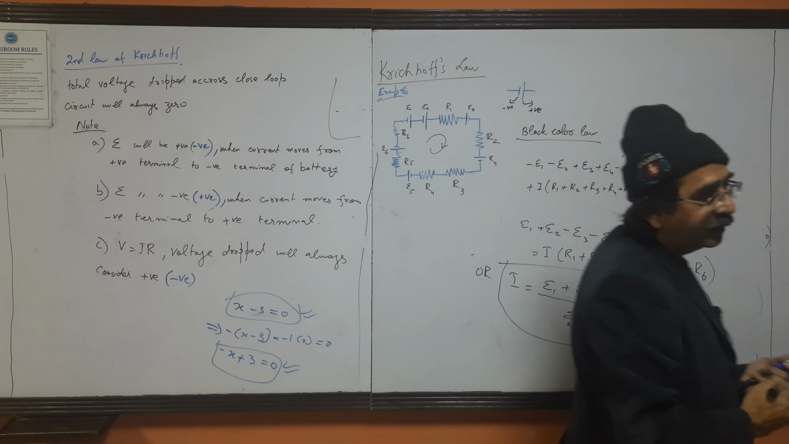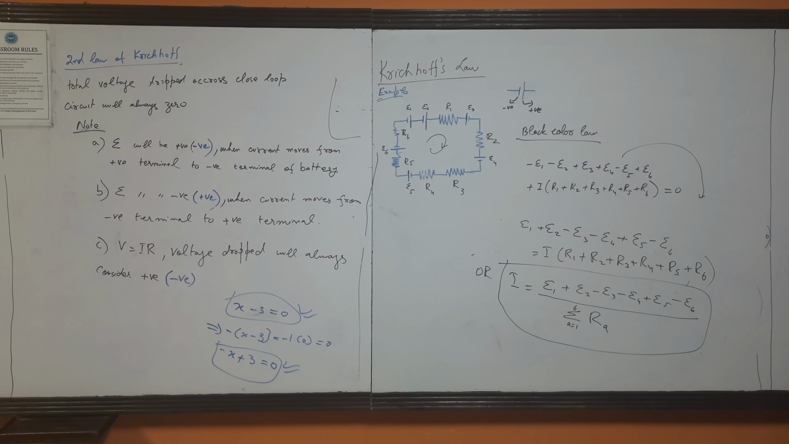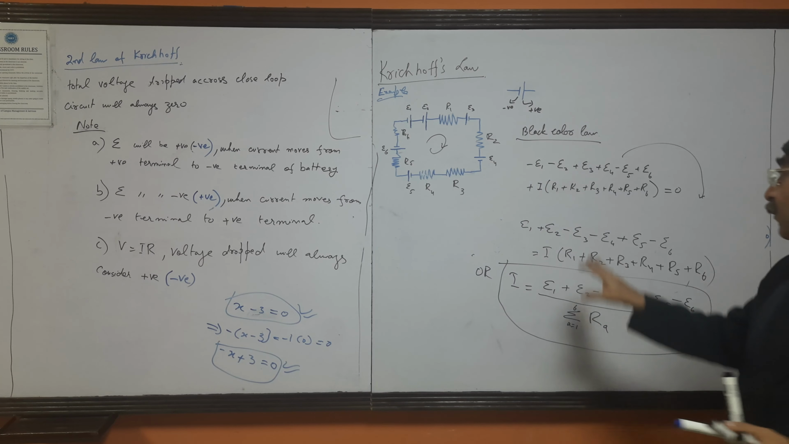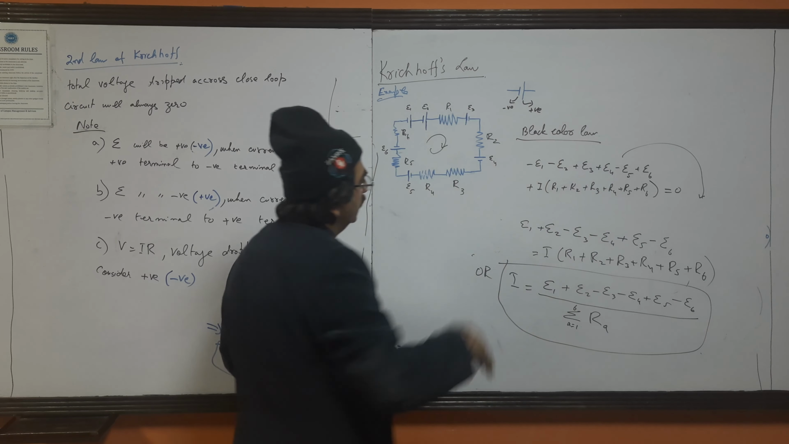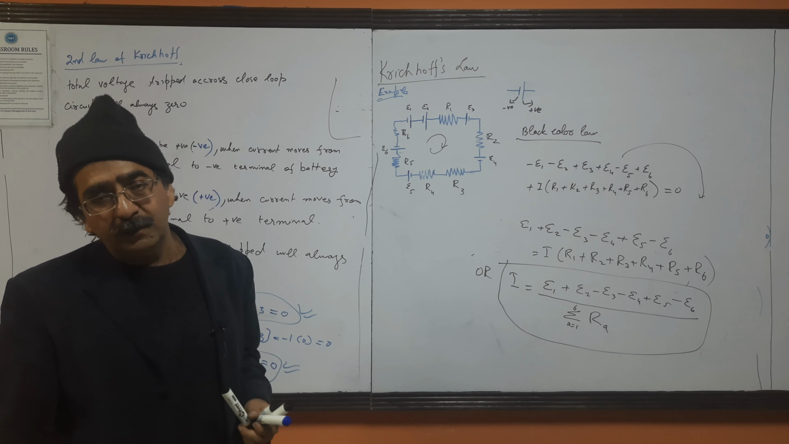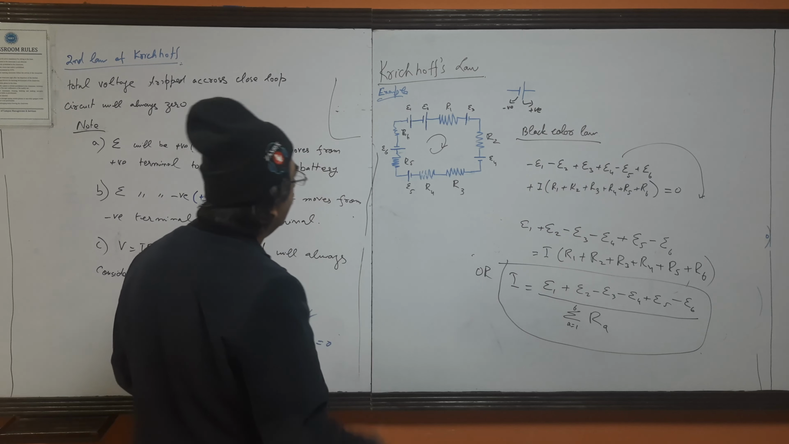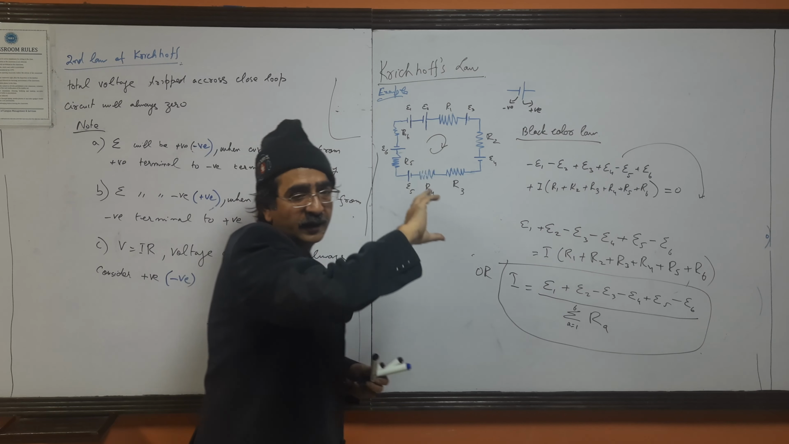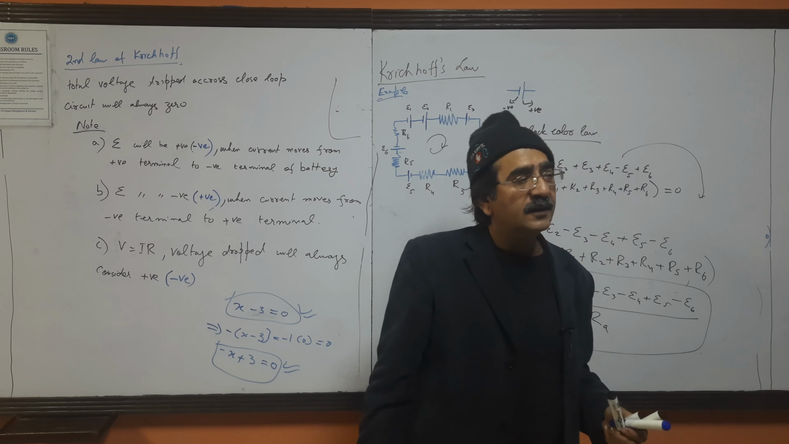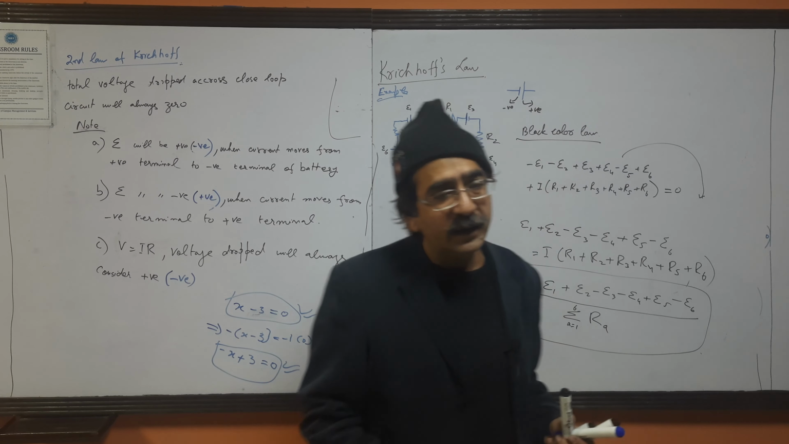This will be the example, question 5. We have considered the black rule. You may use the blue color rule. Clear? And you may consider the current clockwise or anti-clockwise. It's up to you. The result will remain the same.